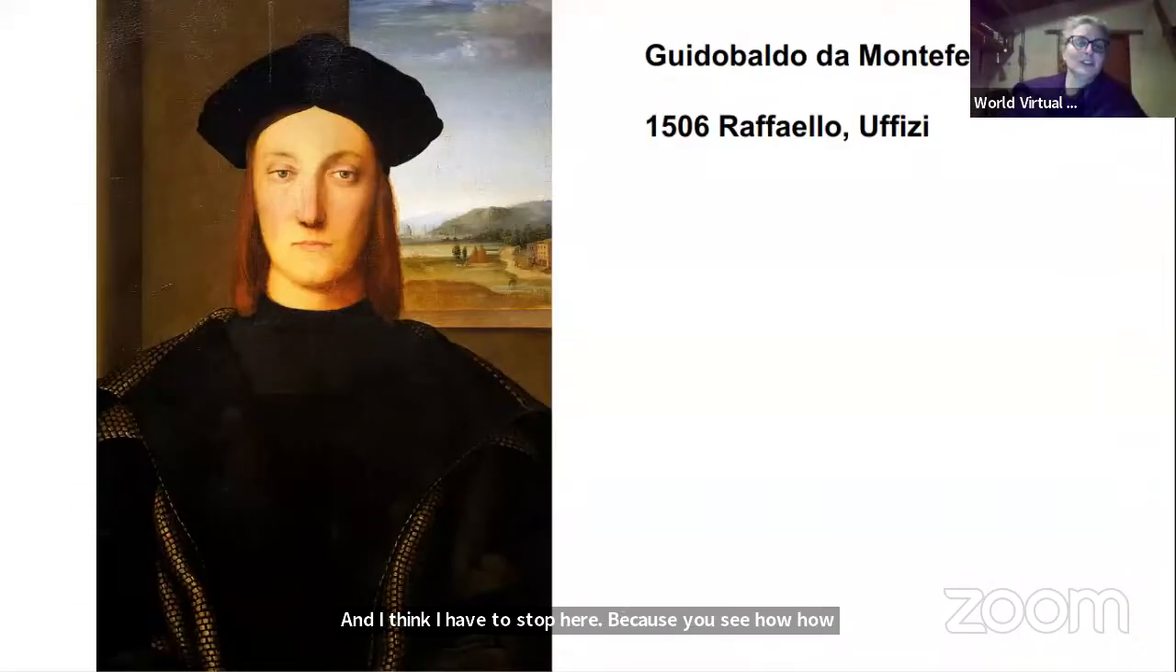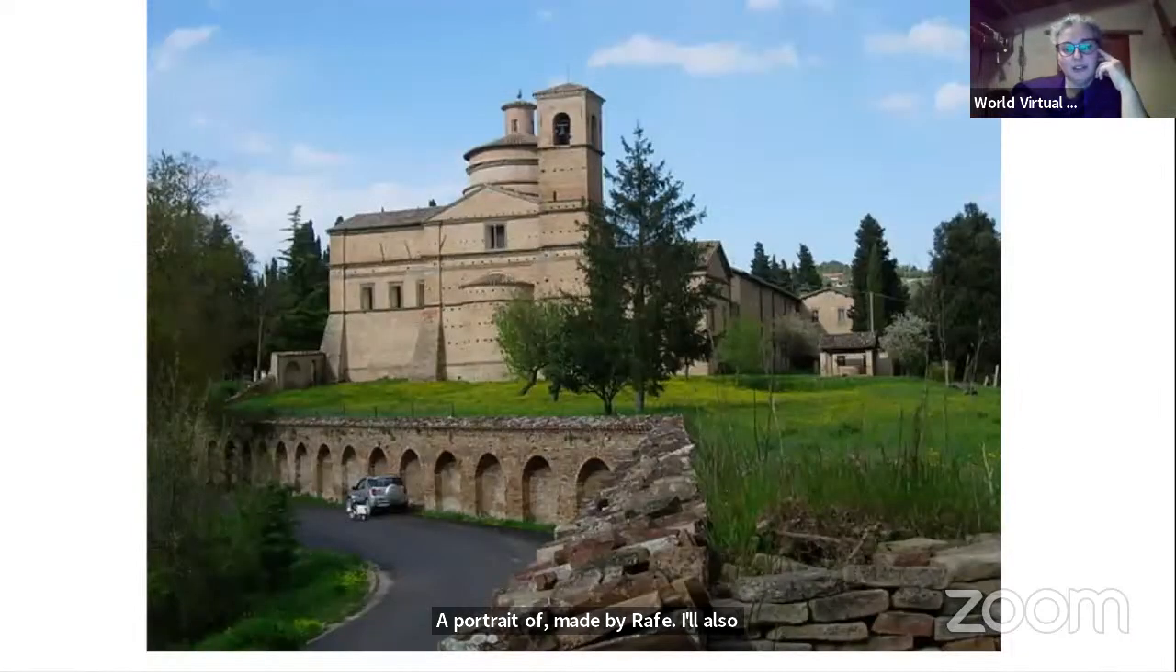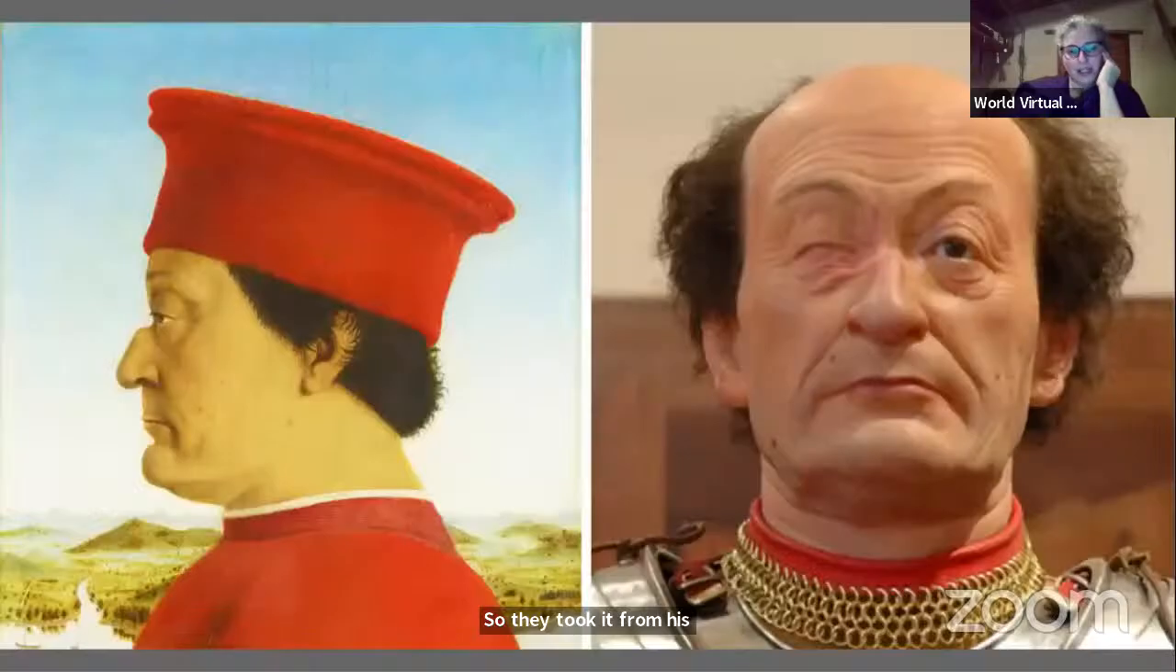So this is Guidobaldo da Montefeltro. This is a portrait made by Raphael, also in the Uffizi. So that was the son of Federico da Montefeltro. And Federico da Montefeltro is buried here in this little church outside of Urbino. I could also talk about the DNA testing they did, but unfortunately there is no DNA available from the remains of Federico, because they're in too bad a state. So they took it from his half sisters, but the results are not out yet.